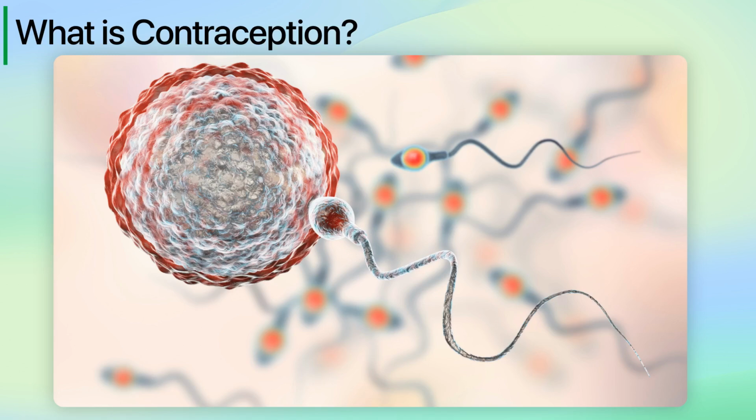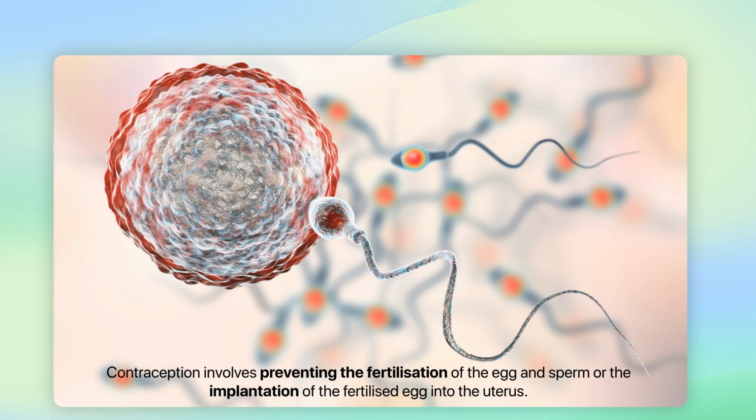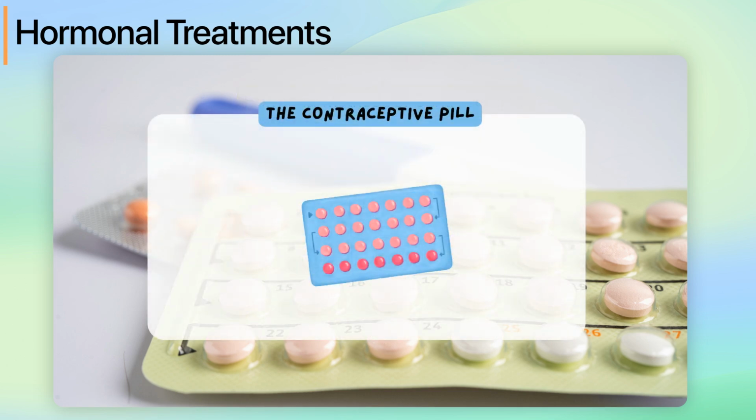To understand how different contraception methods work, it is crucial to first know what contraception aims to achieve. Contraception involves preventing the fertilization of the egg and sperm, or the implantation of the fertilized egg into the uterus. Hormones play a significant role in controlling fertility. One popular hormonal method is the contraceptive pill, which is an oral contraceptive that uses female hormones to prevent pregnancy. Let's dive into how this works.